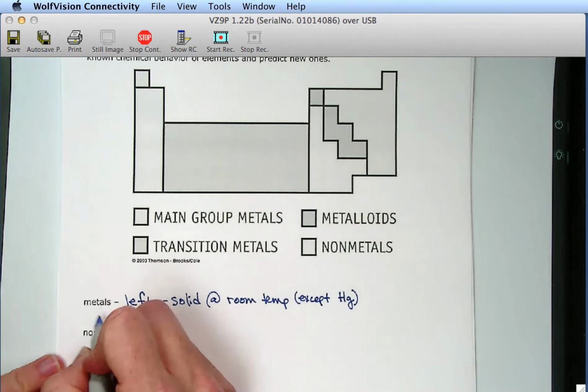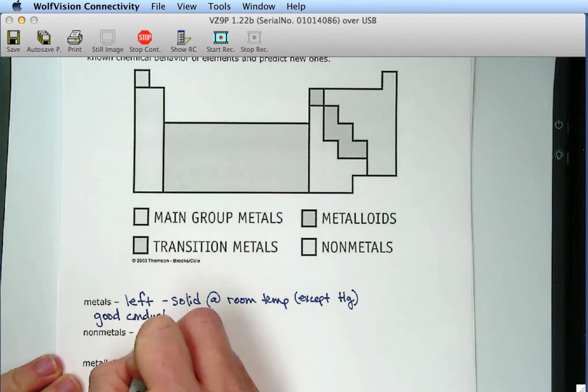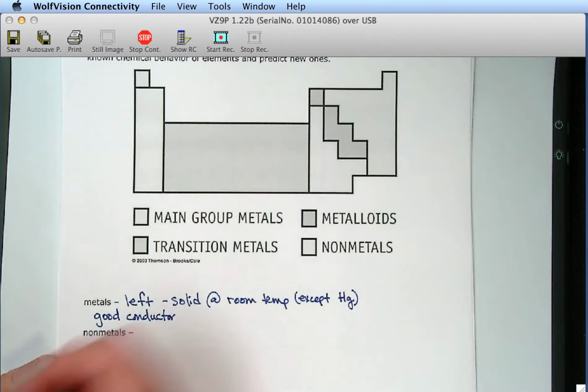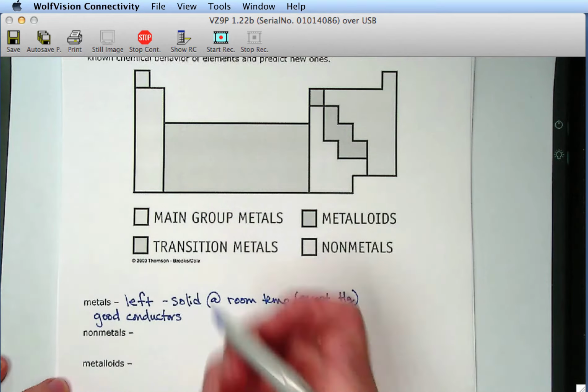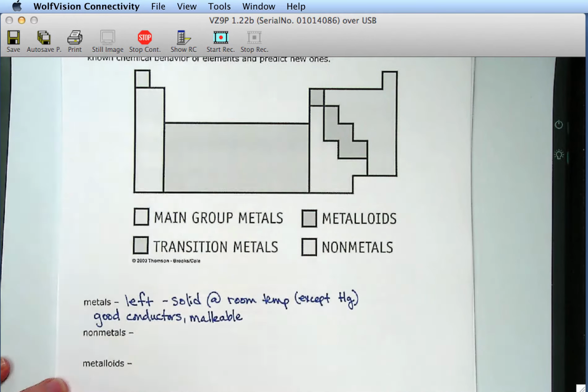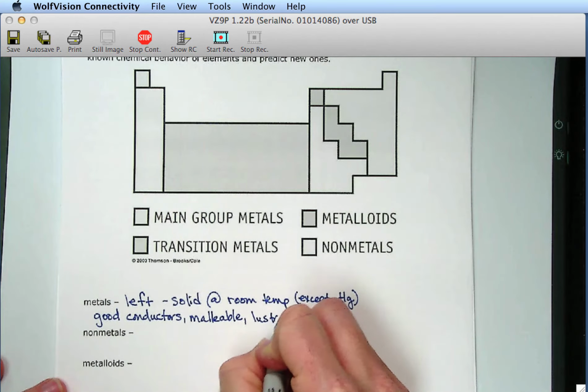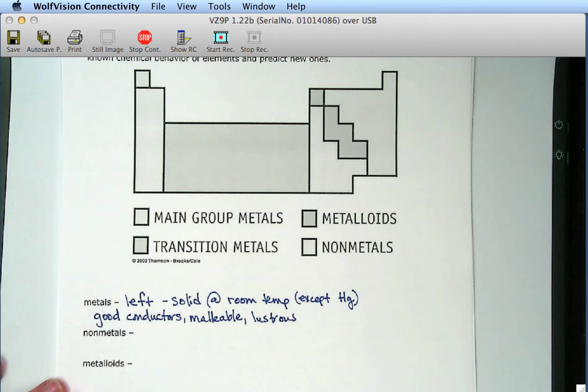Metals are good conductors. And we're not talking about musical conductors. We're talking about conductors of electricity, right? So they're good conductors. They're malleable, can be hammered into sheets. And a lot of times, they're lustrous after being cut.